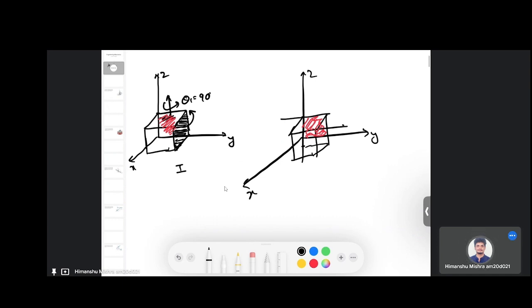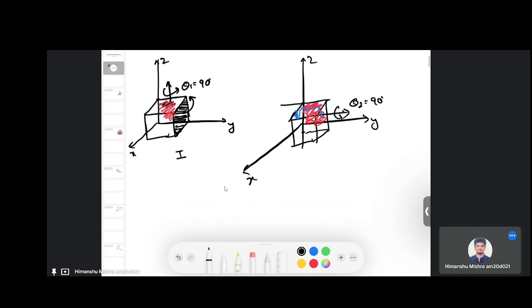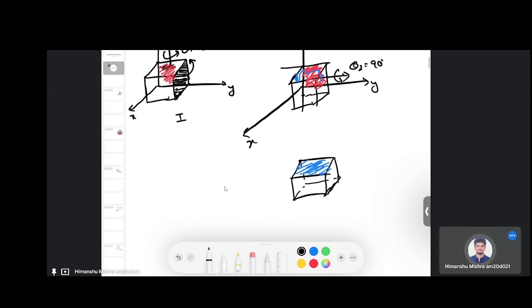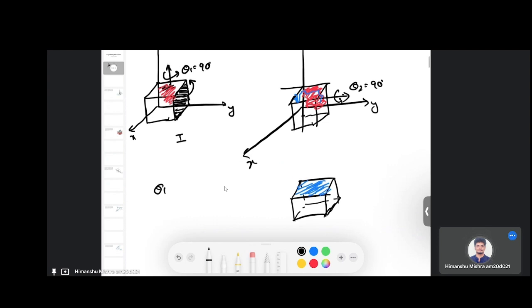Then you rotate this body about the y-axis by 90 degrees, and you can see that this shaded part has moved to the upper part. So you will get the box having the shaded part here. It's easy to visualize. Basically, first we performed theta 1 rotation about the z-axis, then we performed theta 2 rotation about the y-axis.